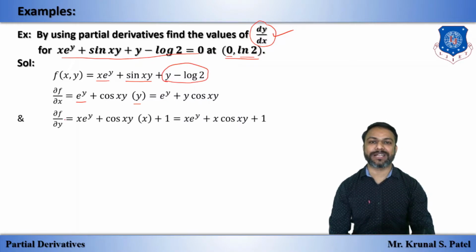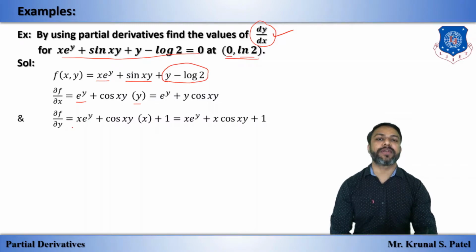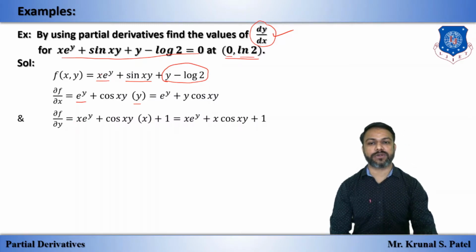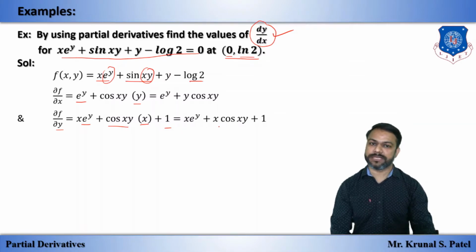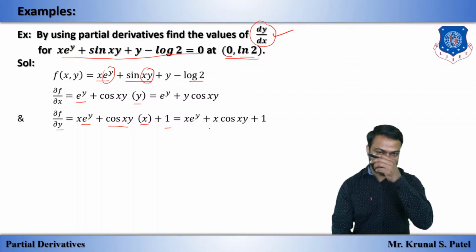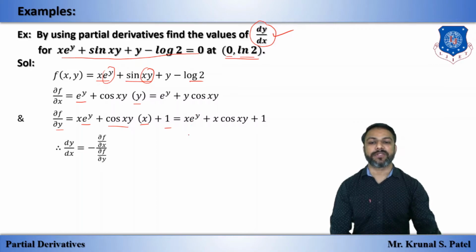Now differentiating partially with respect to y, treating x as a constant, the differentiation of e raised to y is e raised to y, the differentiation of sin xy is cos xy times x, because we are differentiating partially with respect to y. Differentiation of y will be 1 and ln 2 will be 0. So we have this.